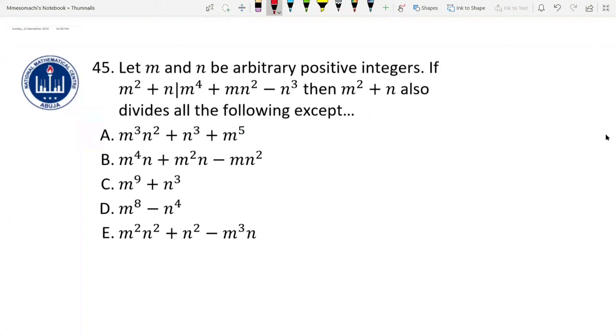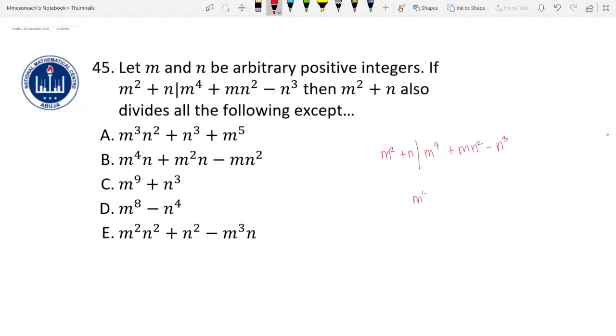So we have m squared plus n divides m to the fourth power plus n squared minus n cubed. So I'm giving this in the question. So let m and n be arbitrary positive integers. If m squared plus n divides m to the fourth power plus mn squared minus n cubed, then m squared plus n also divides all the following except. So let's look at this.